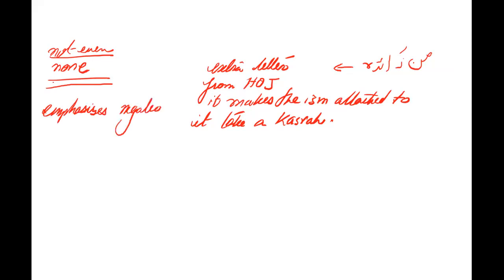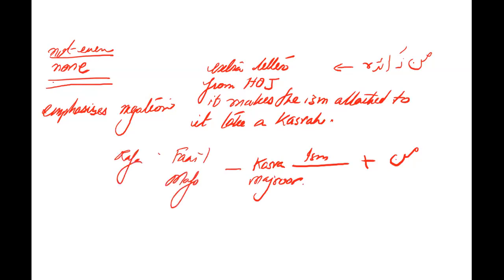Yes, and how to find out whether, because min plus any ism will have what? Kasra on it, right? And it's in a way majroor, not in the grammatical sense, but of course there will be a kasra on it. So we know that fa'il is rafa and maf'ul is nasab. So how will we be able to know whether this ism is a fa'il or a maf'ul? That is what you have to learn. That is the process that we have to learn, given in the book and of course in Ustaz's session. And once you understand how it works, it's pretty easy to find out.